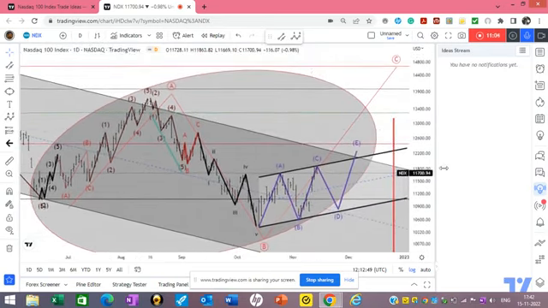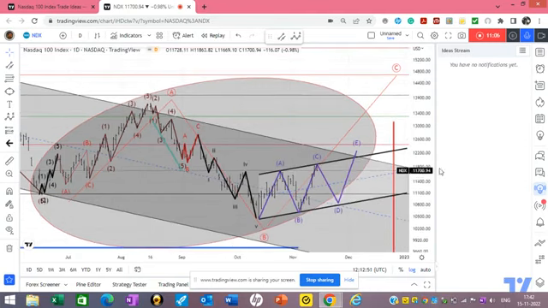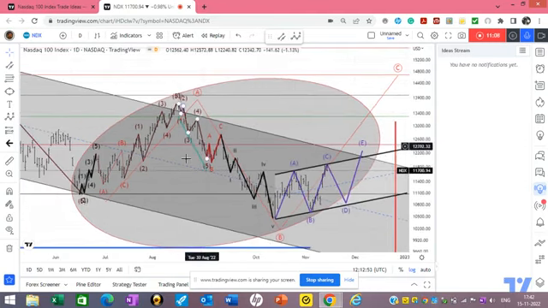So same thing, same kind of move. 5-3-5, 5-3-5. This move is similar to the macro part.